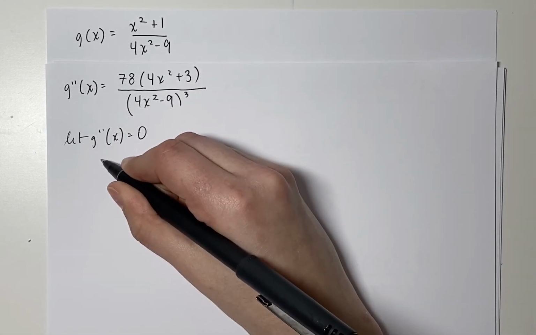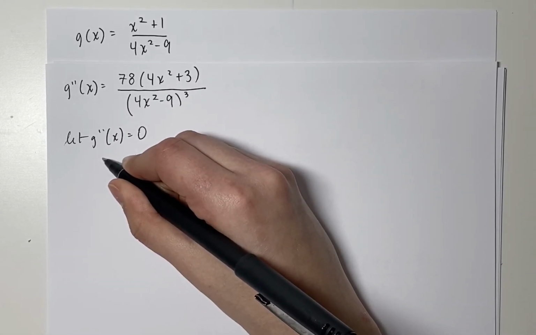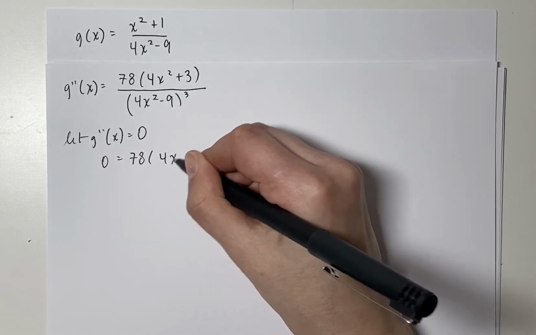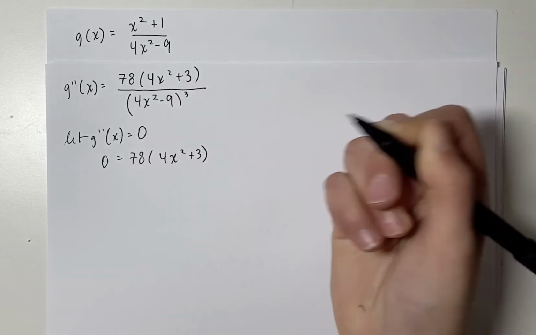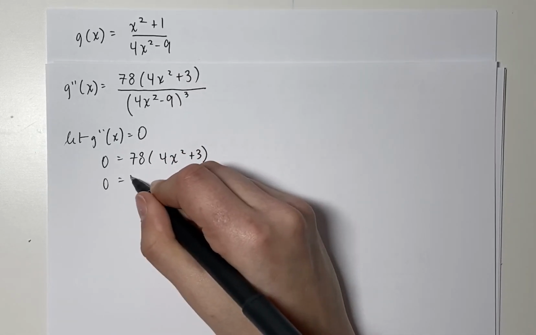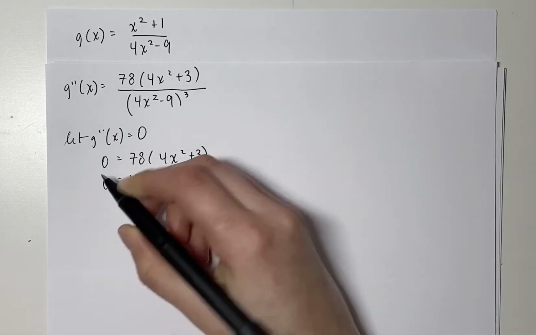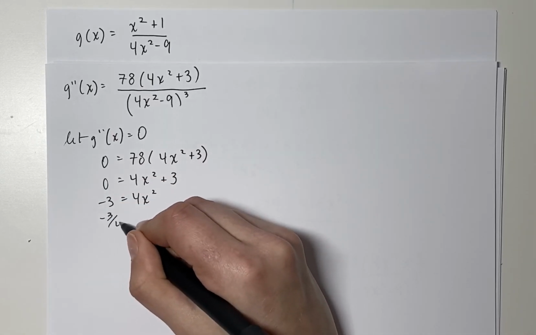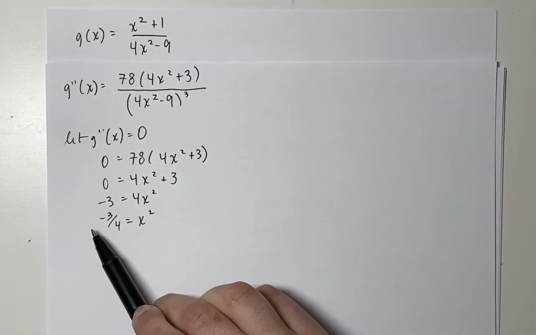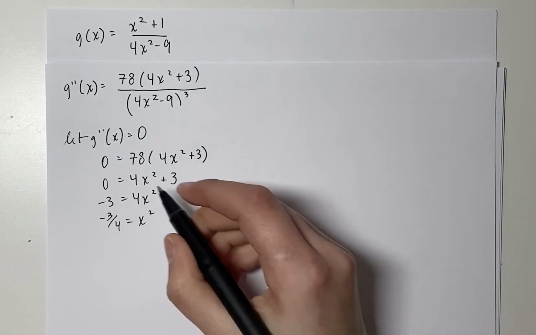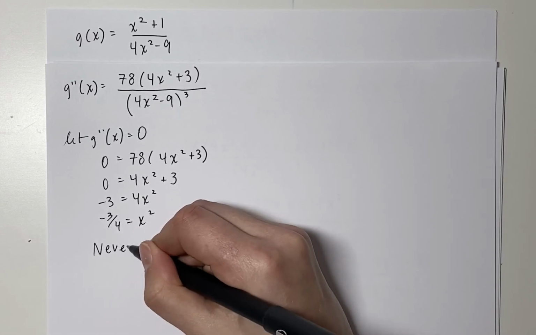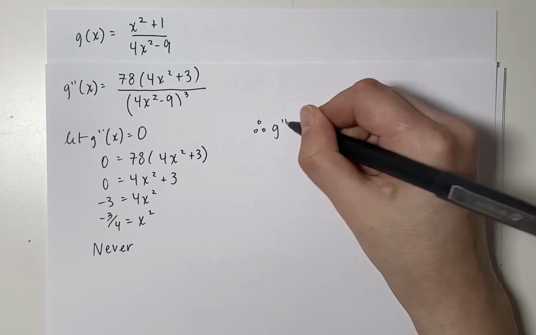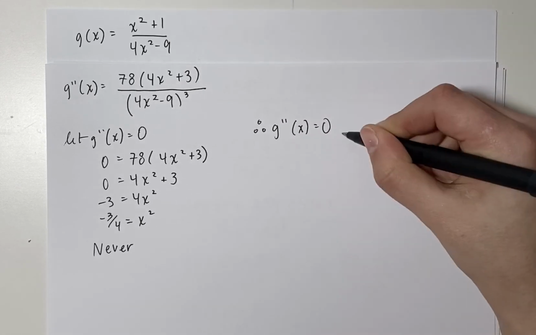So that's just going to have 0 equals 78 times 4x squared plus 3. And then 0 equals 4x squared plus 3, negative 3 equals 4x squared, negative 3 over 4 equals x squared. Since you can't square root a negative number, then never. So therefore, our g double prime x equals 0 never.